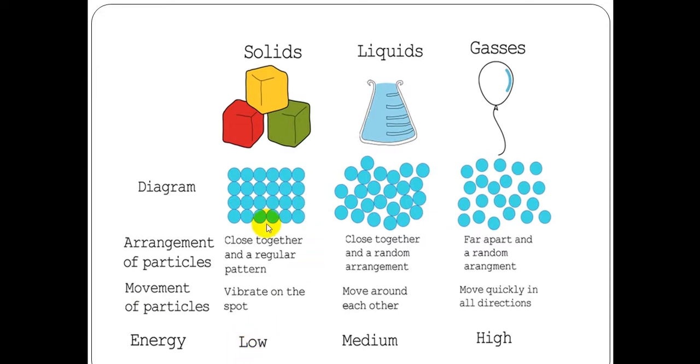Particles have the lowest amount of energy. Particles here have medium energy, and particles here have the highest energy because they can move freely, as we said. And here we have examples for each state of matter: cubes or blocks, liquids like water, and gas like in the balloon, like helium, oxygen, nitrogen. They all are examples for gases.